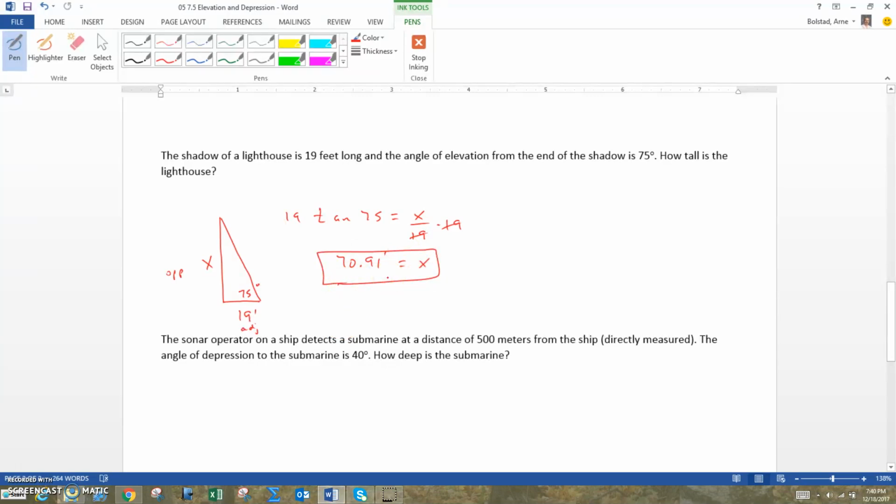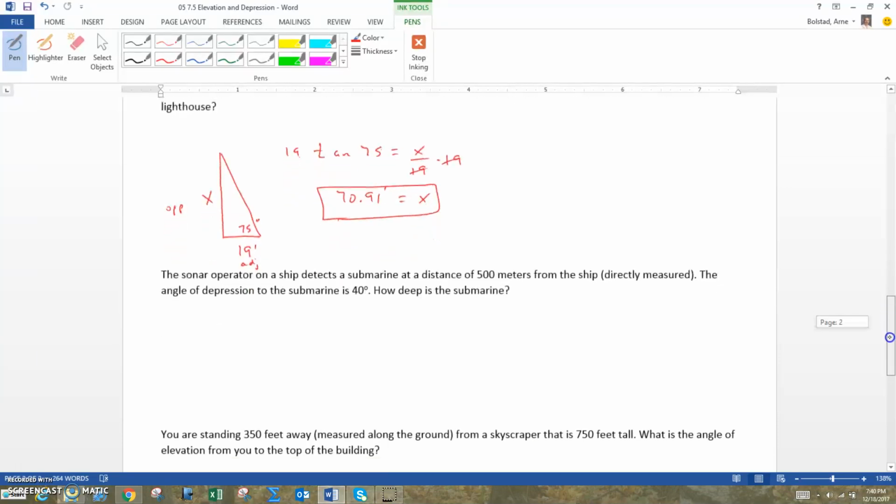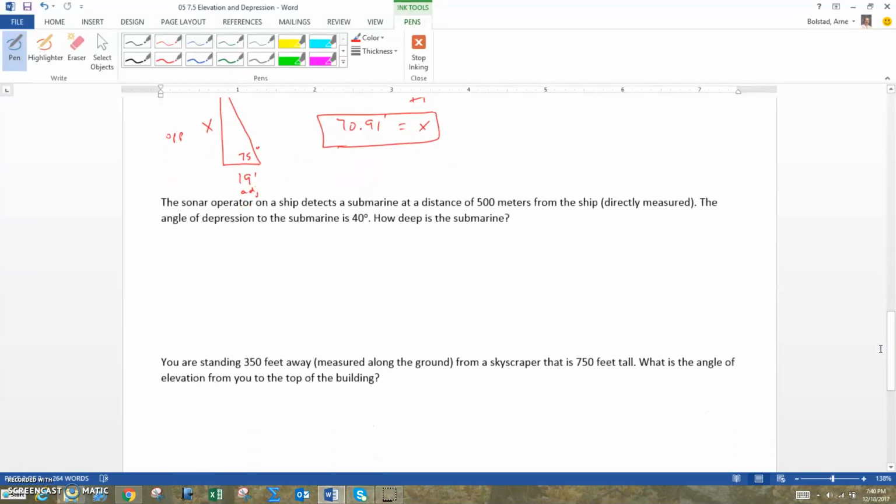Continuing on to the second to last problem. We're moving forward. We're getting there, folks. The sonar operator on a ship detects a submarine at a distance of 500 feet from the ship, measured directly. The angle of depression to the submarine is 40 degrees. How deep is the sub? So we have a boat sitting up here. We have a submarine sitting down there.